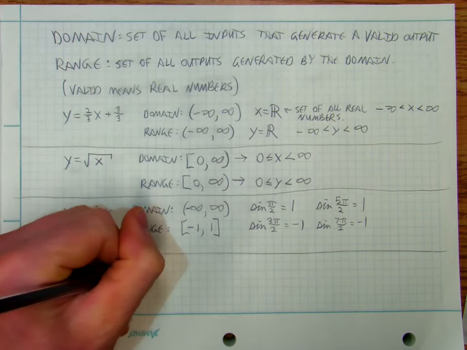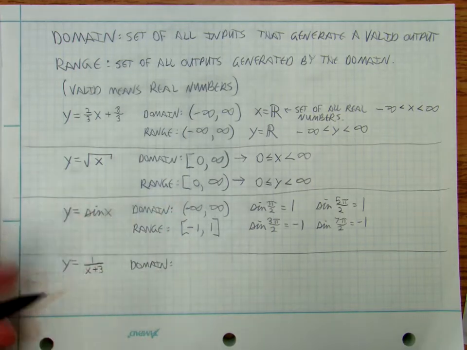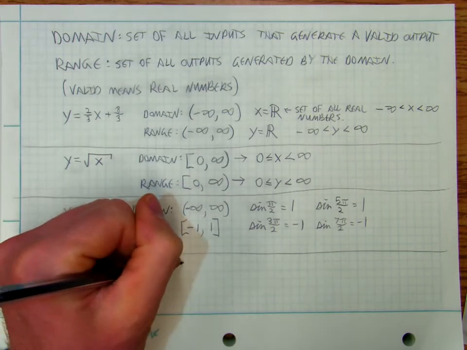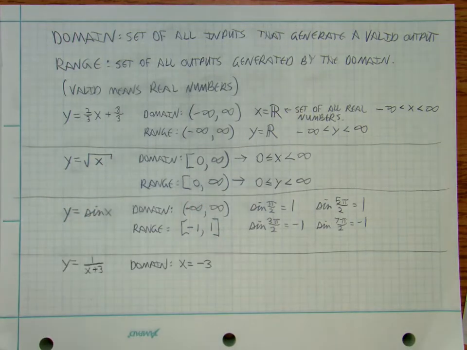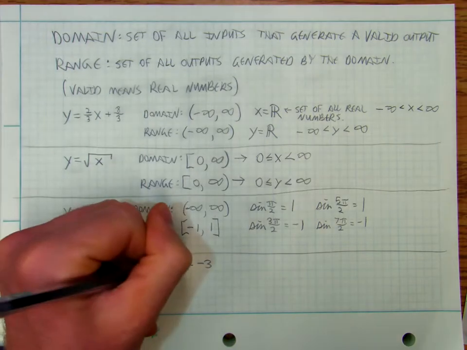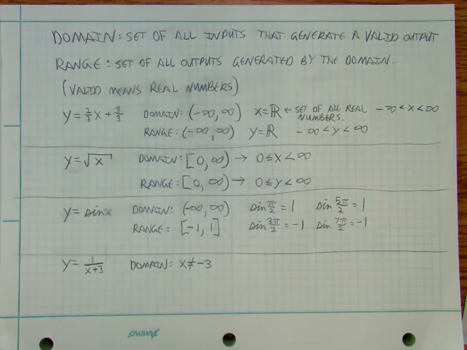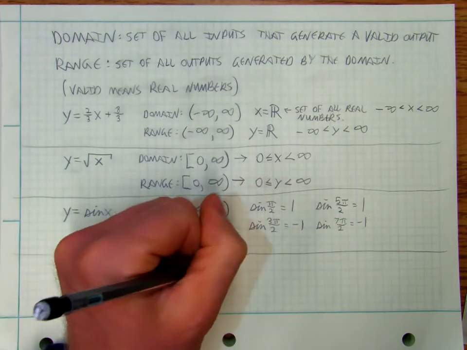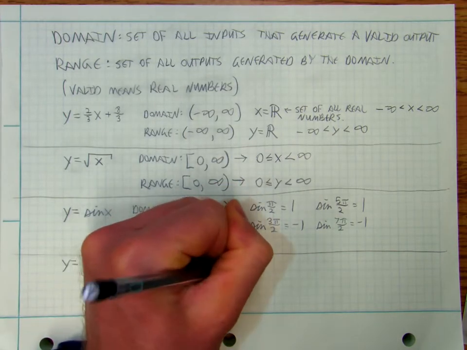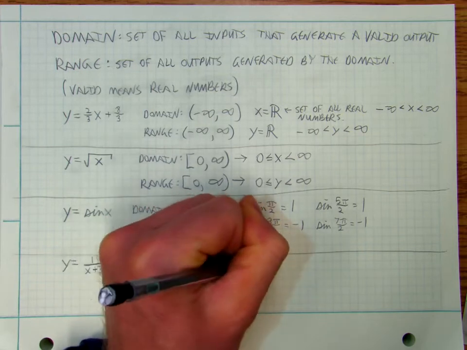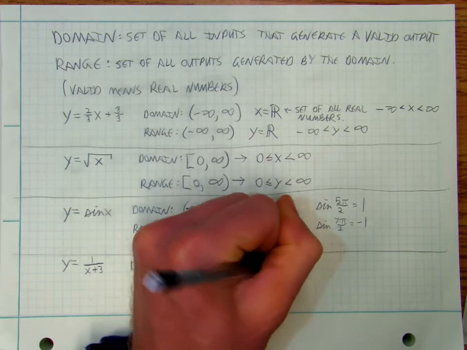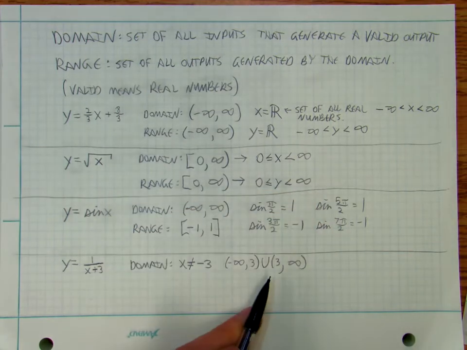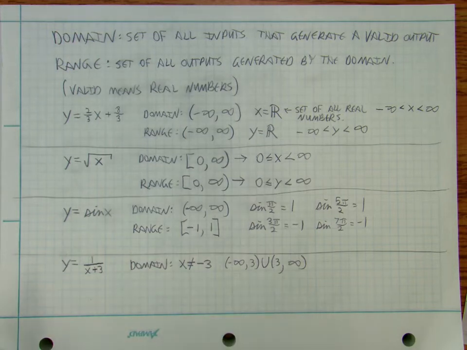Okay, let's look at this one. My domain is going to be, we could say x cannot equal -3. Or we could write this as (-∞, -3) union (-3, infinity), where -3 is in round brackets because it's not included.